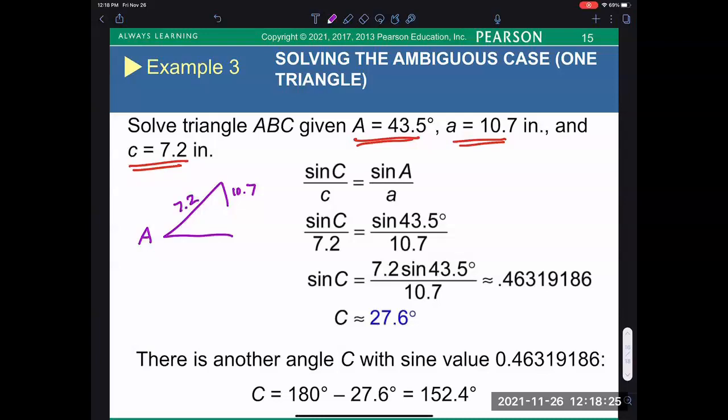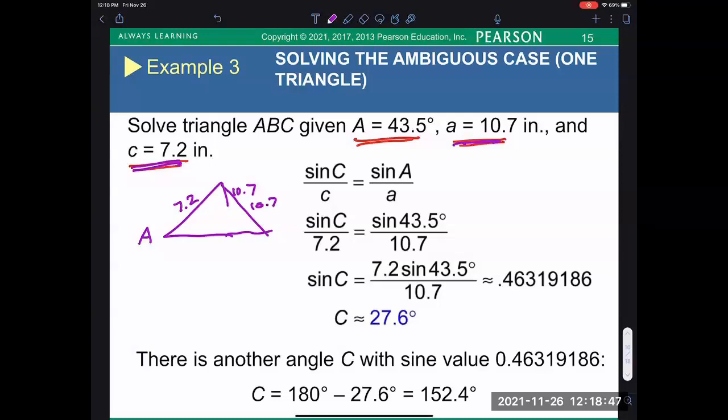So in this case, I didn't draw it to scale, but notice A is larger than C. So that immediately tells me I can't go straight down. I can't go to the left. I have to go out to the right to be able to go out 10.7 and hit the base. So there's one triangle in which I can do that.